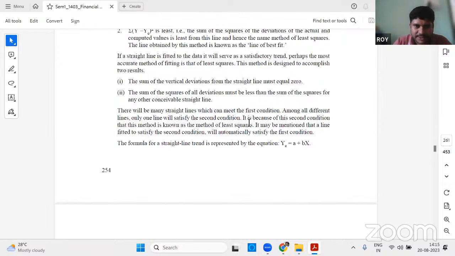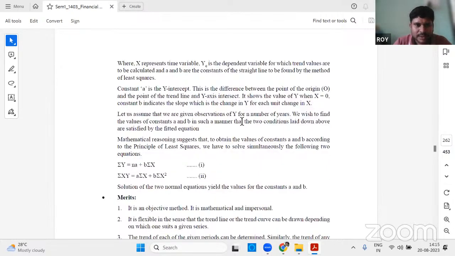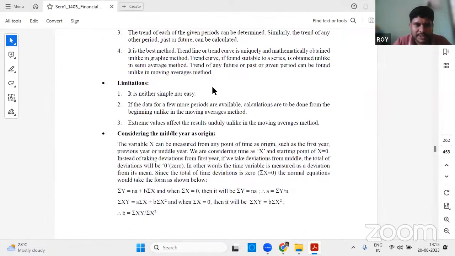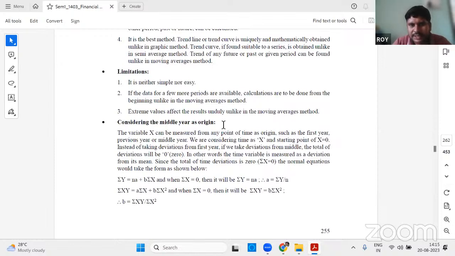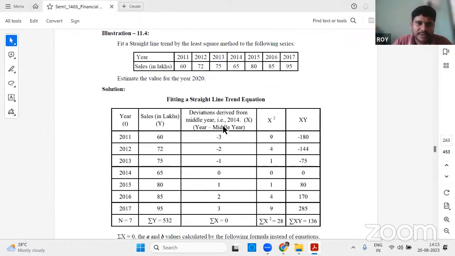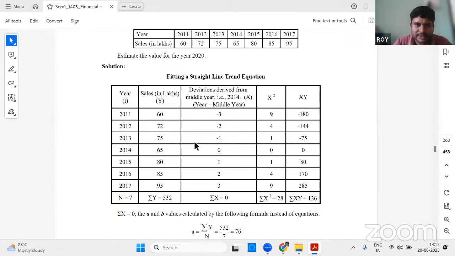Okay, now let us see this. Any examples we have here? These are the merits and demerits of this. Considering the middle year as an origin, there are some other models too. Now see this. This is the year, and sales are there. Deviations from the mid-year; total N is equal to 7, and sum of Y is equal to 532, and the mean will be 532 divided by 7. The deviation is derived from the mid-year, that is 2014. X is the year minus the middle year, and then you will get these values.